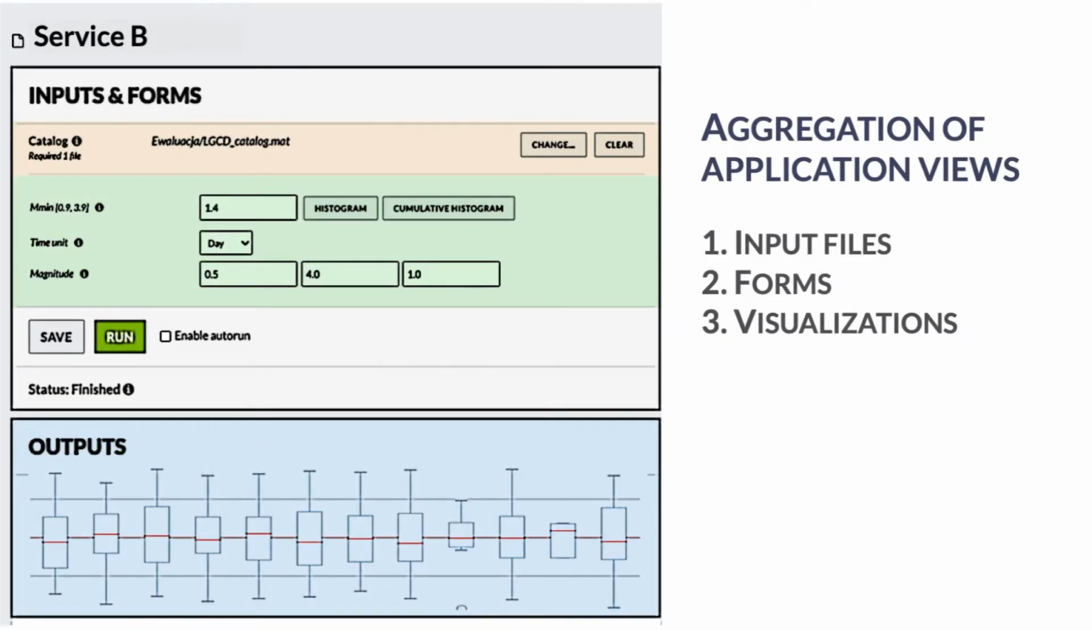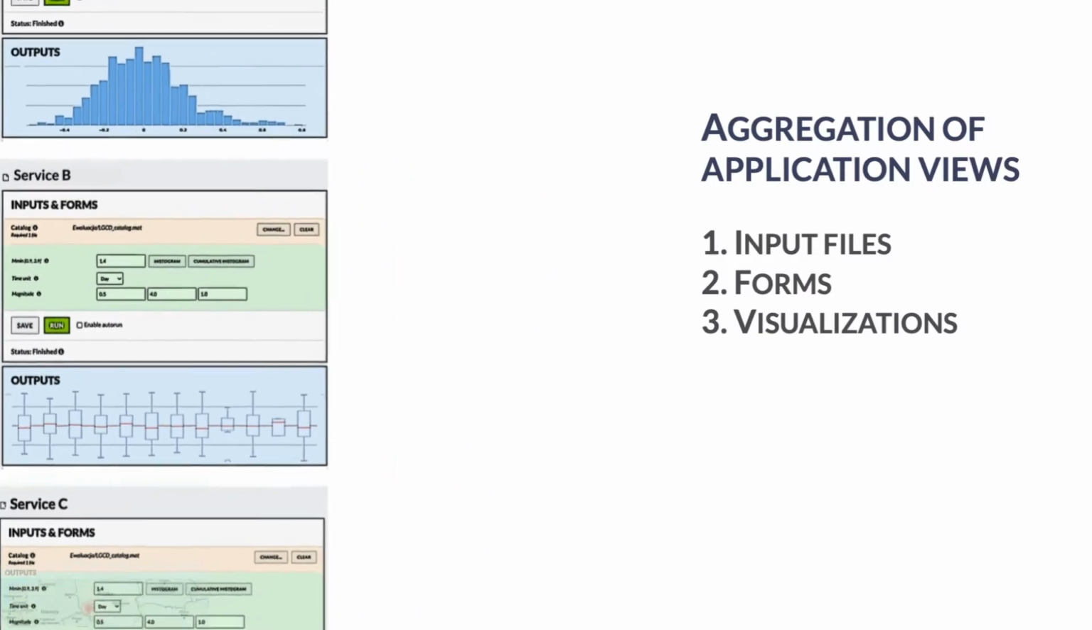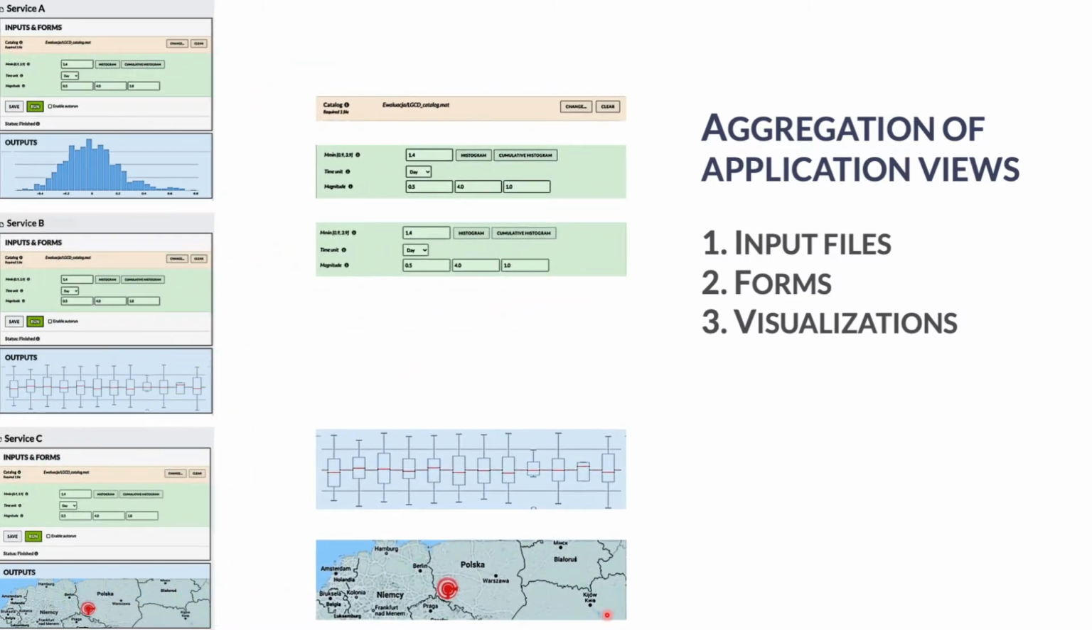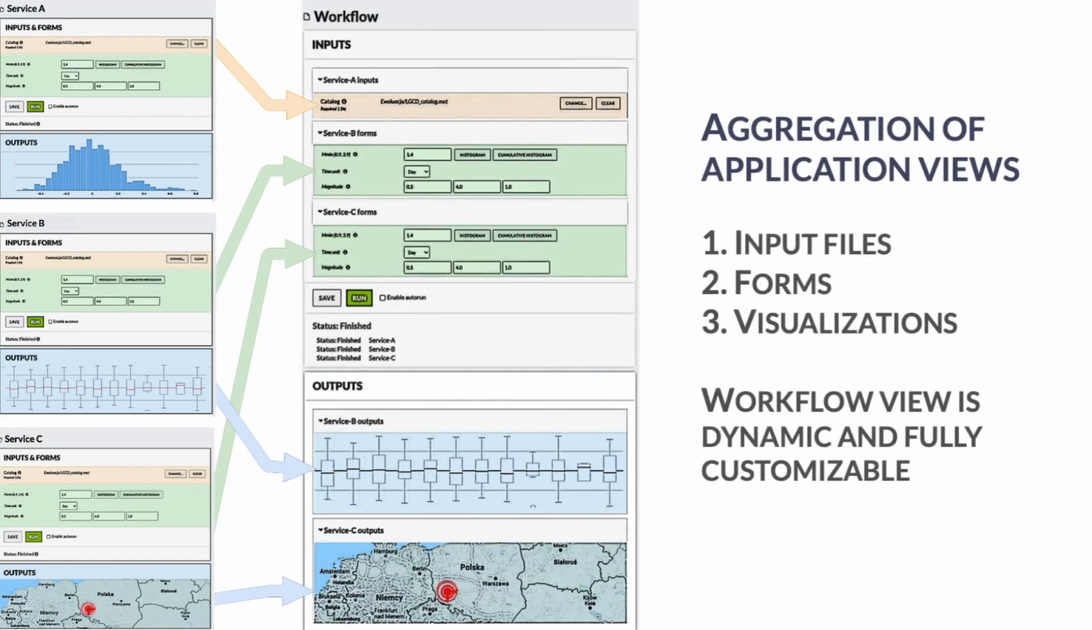Another thing that I wanted to show you is the workflow view that is created by aggregating the application views that are inside this workflow. Here we have a view of a sample application. Let's say that our workflow consists of 3 applications, and here we can see their views. We are extracting individual components from those views to create a single workflow view. The workflow view is dynamic and customizable. The workflow designer can choose which forms are visible and which should be treated as constants and remain hidden. The user can also decide which outputs are visible.